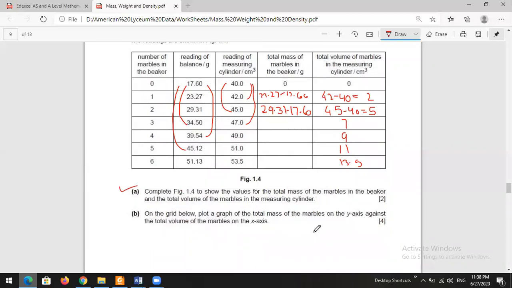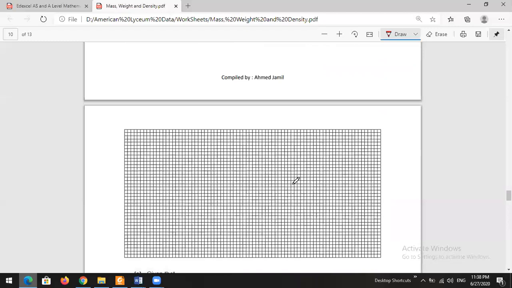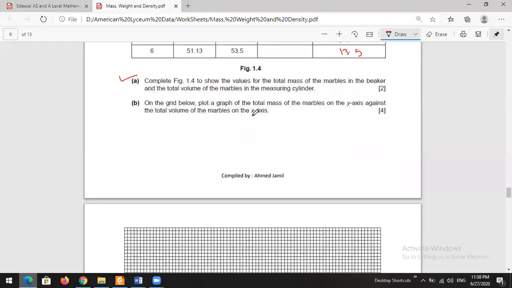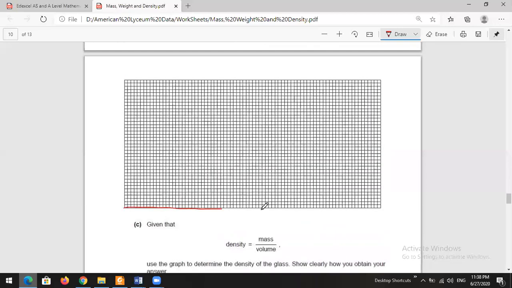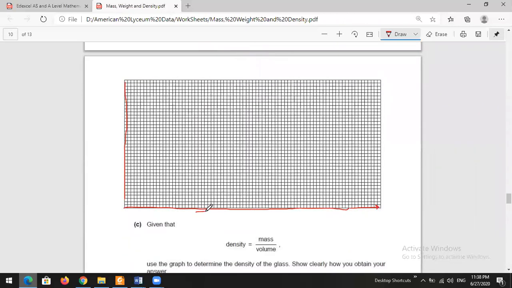On the figure below, plot a graph of total mass of the marbles on the y-axis against the total volume of the marbles on the x-axis. You have been given a graph paper and you need to scale this graph and label the axes. This is the x-axis and this is the y-axis. The x-axis we will label as the total volume of the marbles.